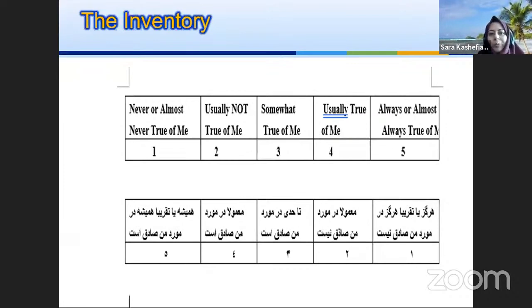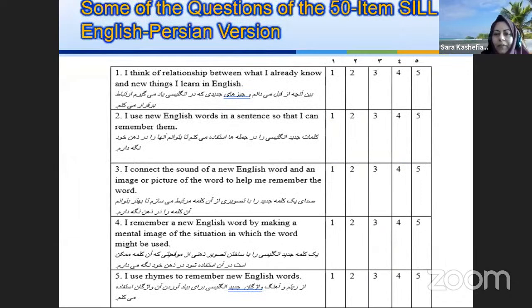Now, I put some of the questions of the 50 items SILL. These are the first 5 questions. So this is the English-Persian version. The translation into Persian was done by Dehkan a few years ago. So we used both the English questions and the Persian questions so that if the students are not excellent in English, this translation can be of some help to them.